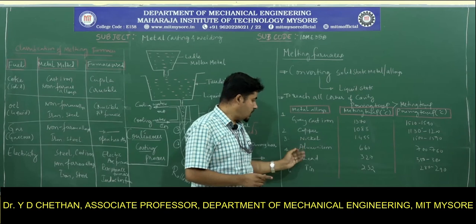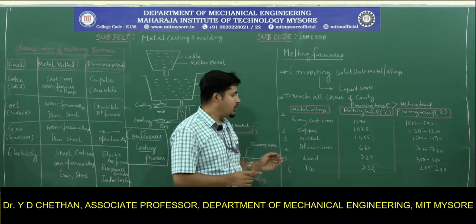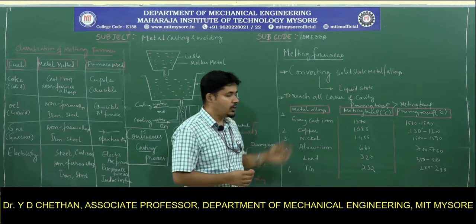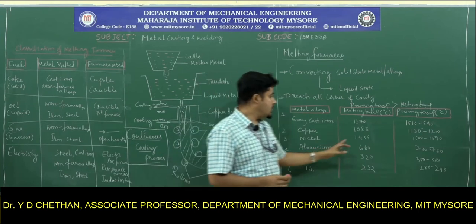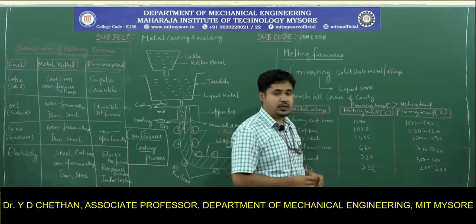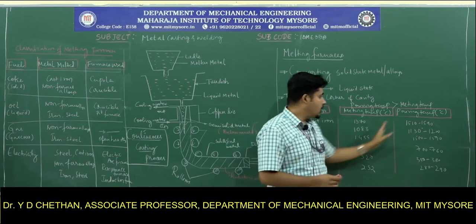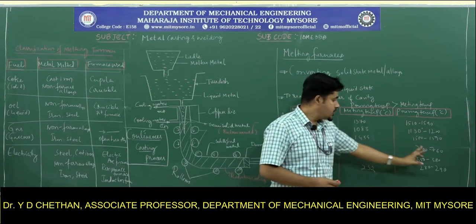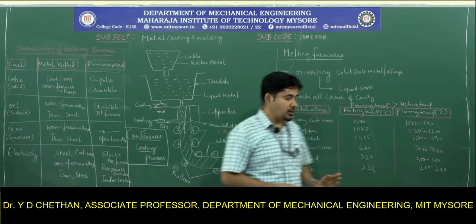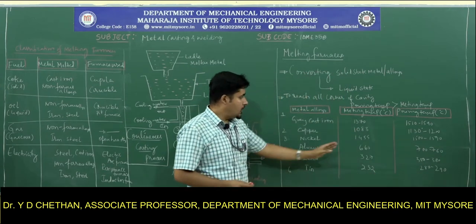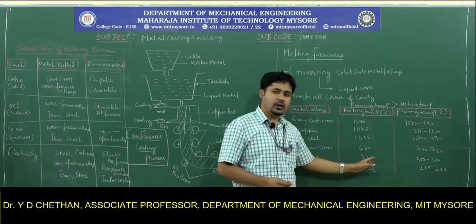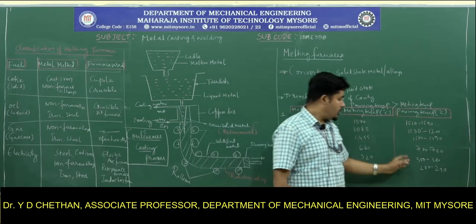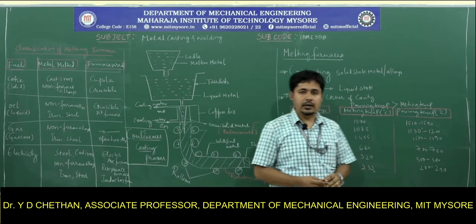The next one is aluminum. It has a low melting temperature compared to the previous metals or alloys, that is 660 degrees Celsius. The pouring temperature should always be higher than the melting temperature, that is 700 to 760 degrees Celsius. Similarly, lead has a melting temperature of 327 degrees Celsius, and the pouring temperature is 350 to 380 degrees Celsius.